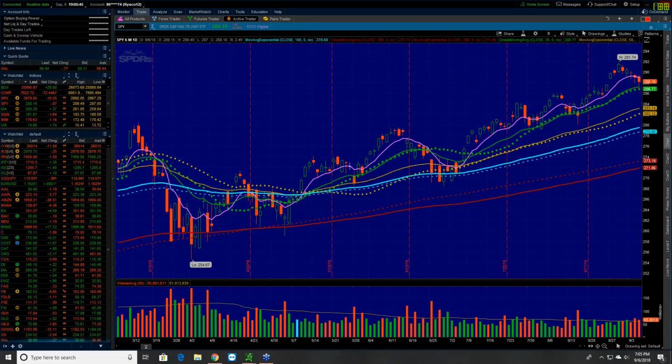On the upside, if we do see a reversal back higher off this area of support, the area of resistance that I'm keeping a close eye on is at 291.74. That's the all-time high here back from last week.